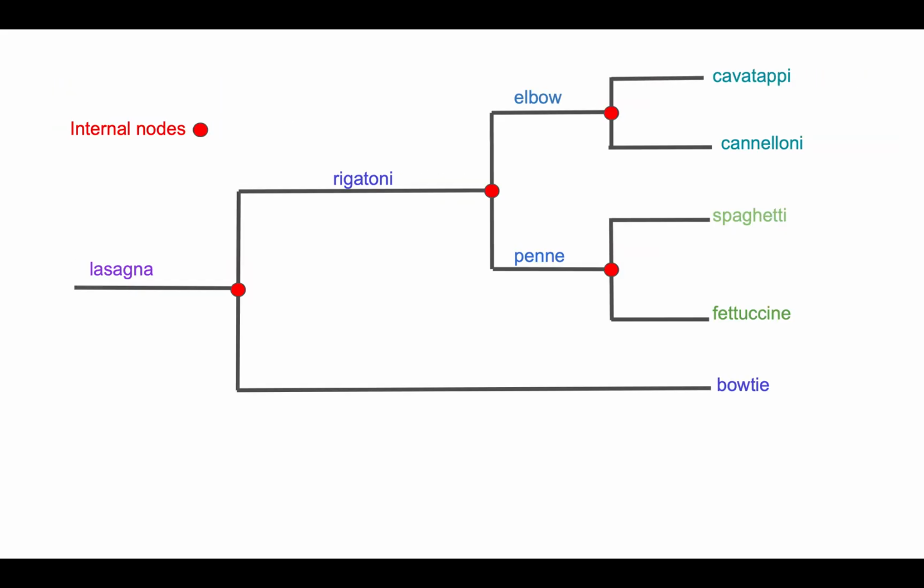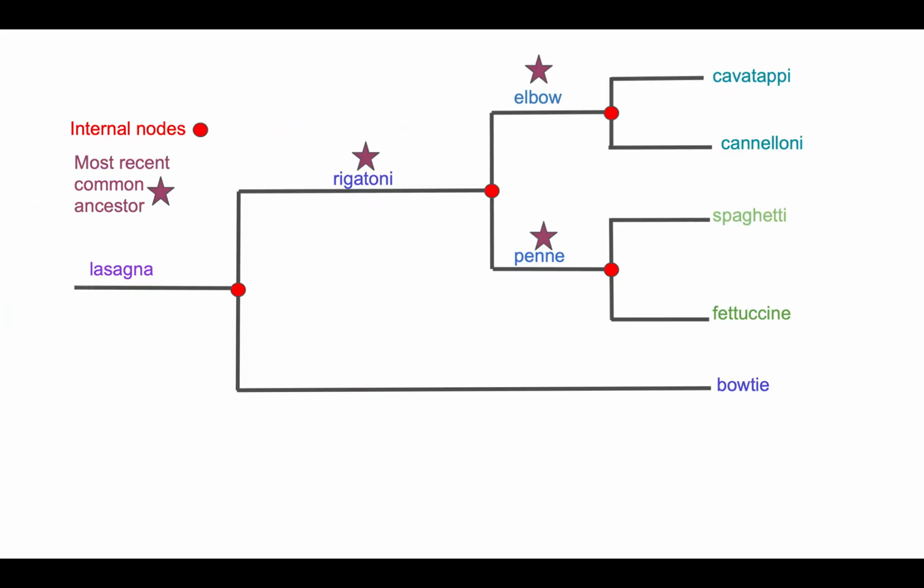Next, I'd like to discuss the most recent common ancestor, denoted by a pink star. This describes the most recent individual from which the organisms of the set are descended. Examples of this in the tree include rigatoni, which leads to the elbow and penne, the elbow, which leads to the cavatappi and cannelloni, and the penne, which leads to the spaghetti and fettuccine. Lasagna does not get to hold this title because lasagna is the common ancestor of these types of pasta, which is its own term. Finally, I'll discuss the outgroup.